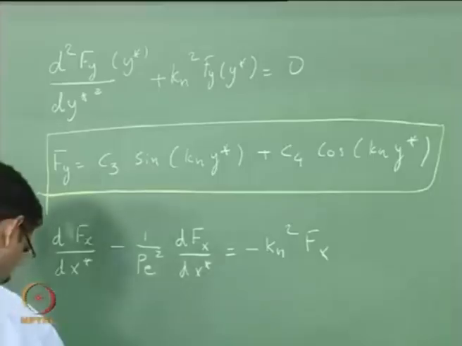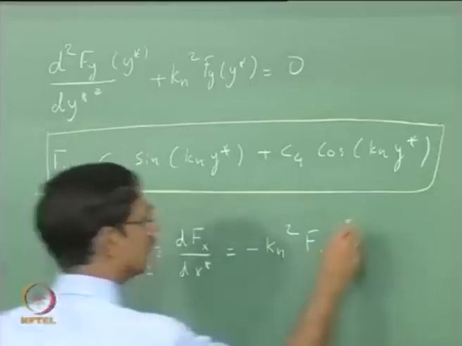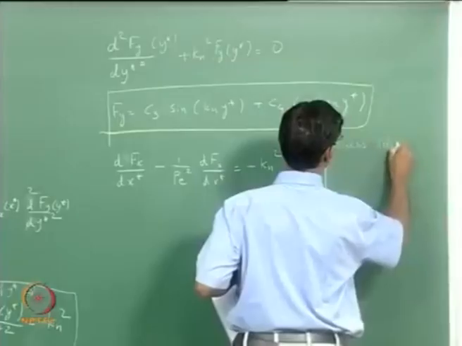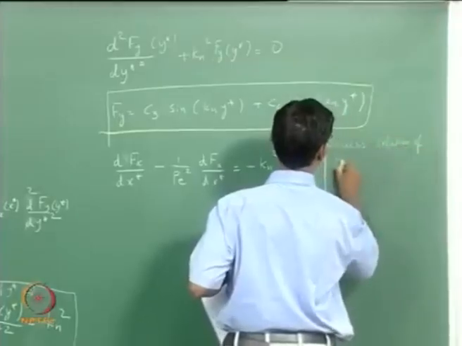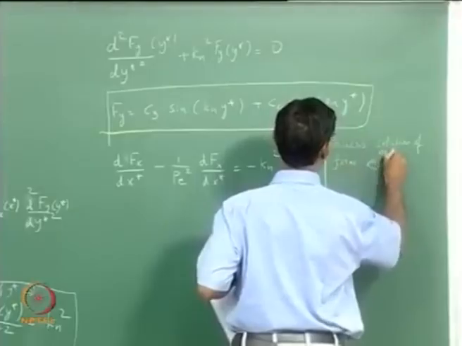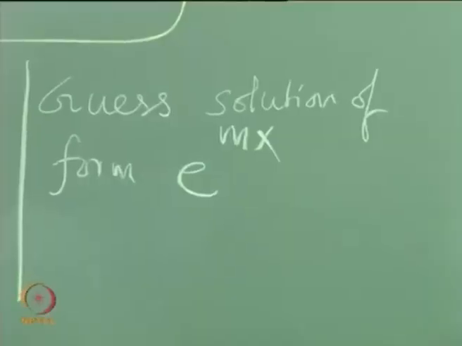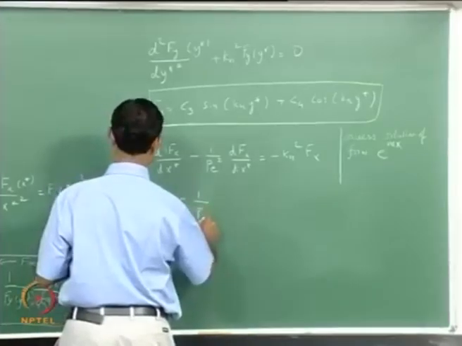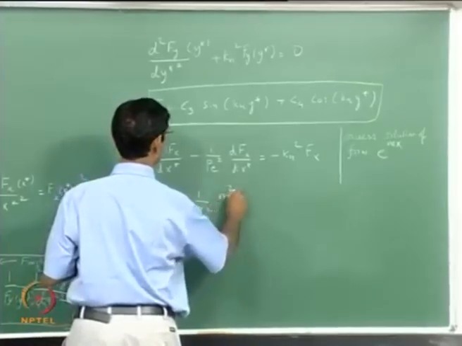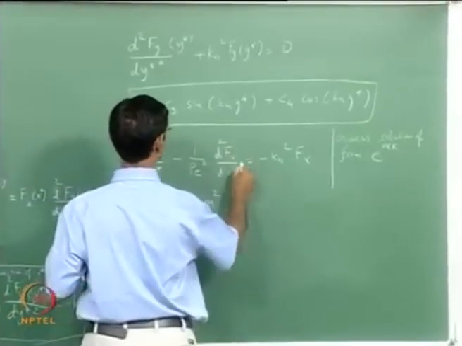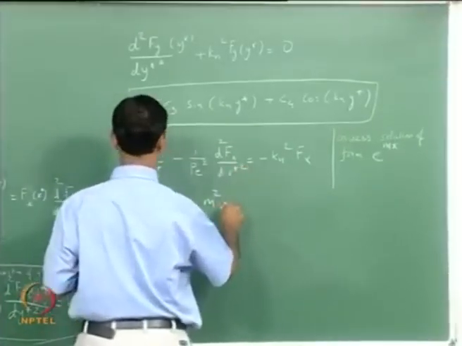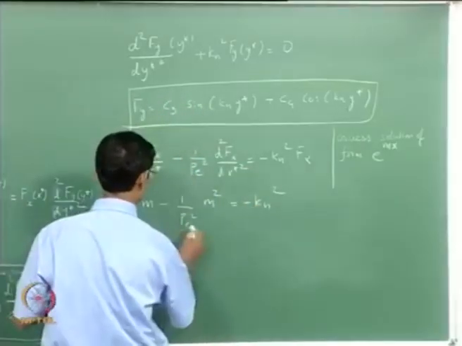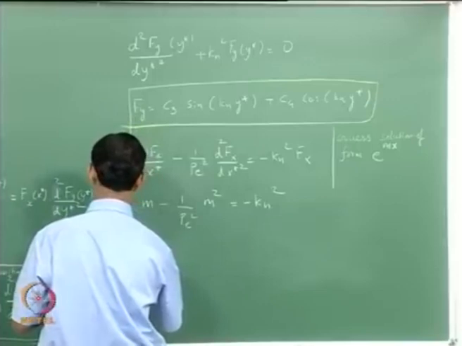So let us guess solution of form e power mx. So, then what would you get? m squared minus 1 over p squared m. I made a mistake here. This is okay? Yeah. Equal to minus kn squared. So, just writing it as in nice quadratic form.